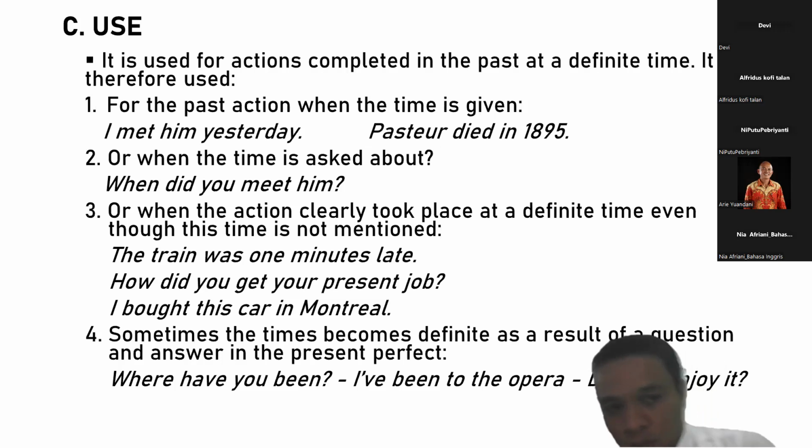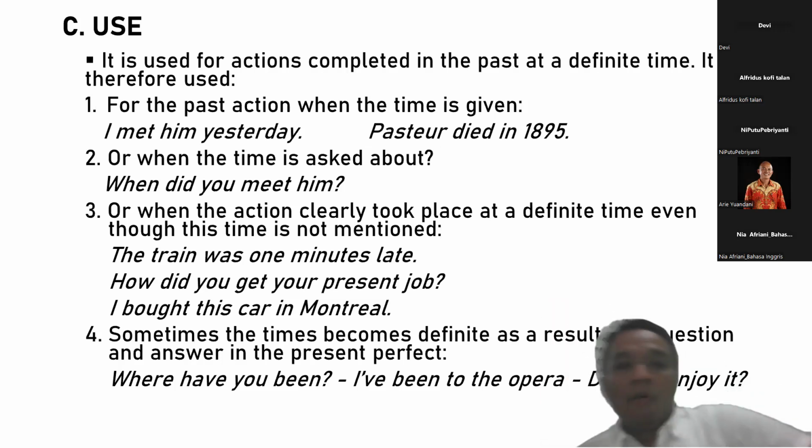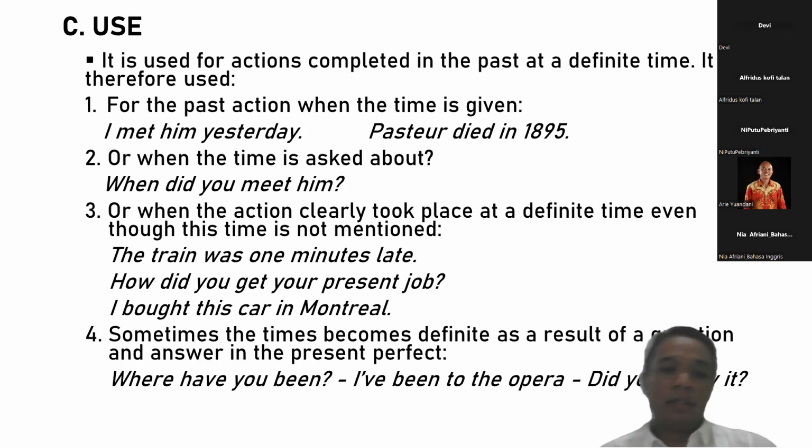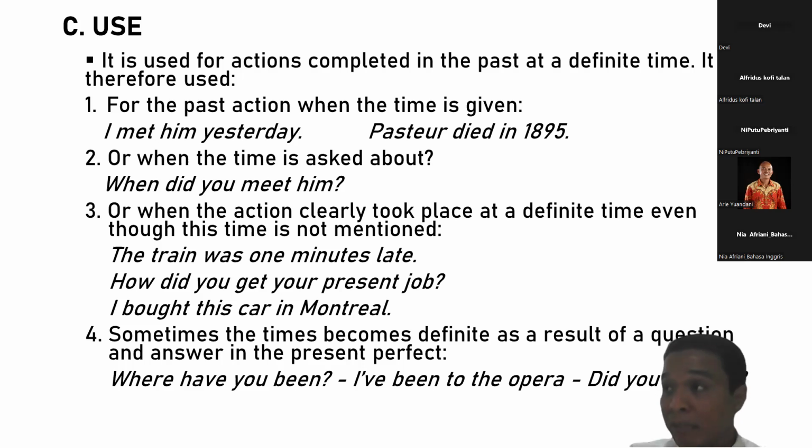Okay, the use. So now we will turn our concern to the use. It is used for actions completed in the past at a definite time. It is totally different from the simple present tense. The simple present tense talks about habitual actions. Meanwhile, the simple past tense talks about actions completed in the past at a definite time.